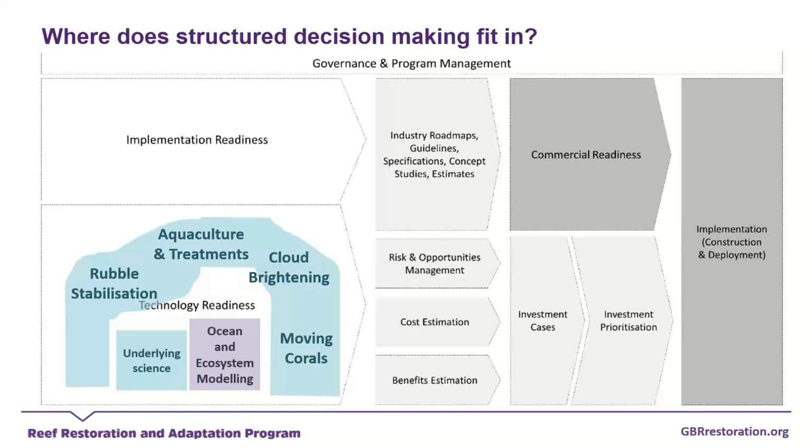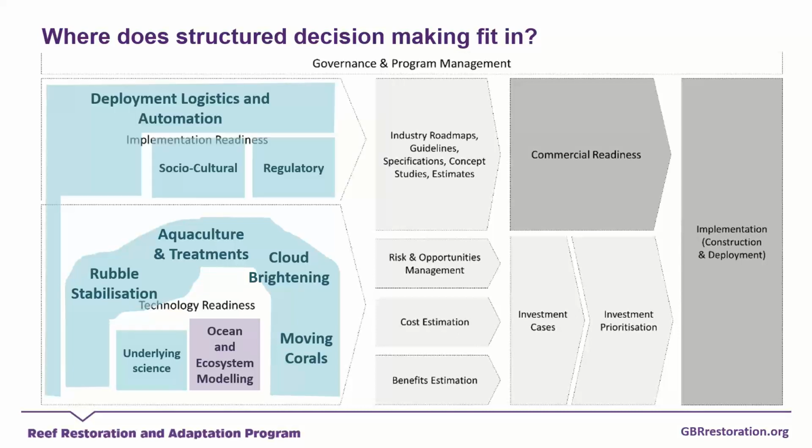But there's also a whole lot of underlying science that needs to be done. A lot of good work is being done about how these work, including ocean and ecosystem modelling, which is part of our sub-program. Then we get to implementation readiness. So how do we get these technologies ready to be implemented? This includes regulatory and socio-cultural elements, as well as how we deploy and potentially automate these technologies.